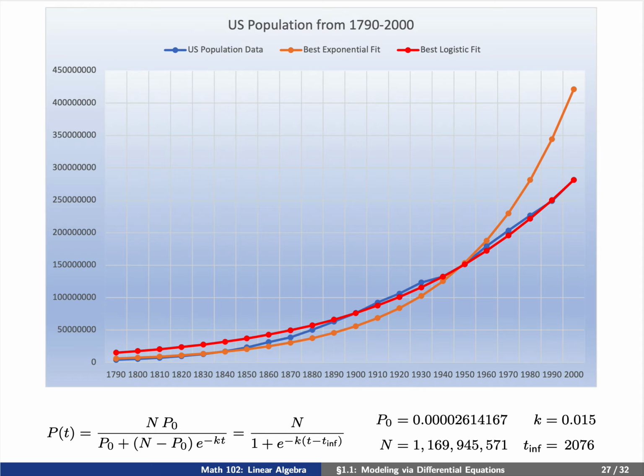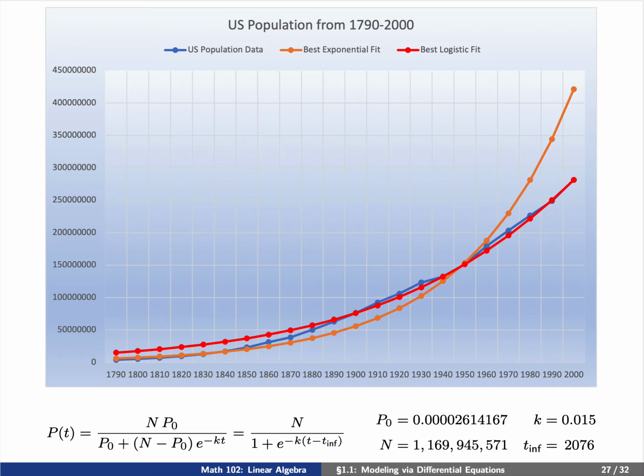Now let's put all of this together to see if we can answer our original question. Here we've overlaid three graphs. The blue is the US population data that we began today's lesson with. The orange is our best exponential fit, which we found before really is not realistic. The red now is the best fit for our logistic growth model. You'll see that the red seems to match with the blue pretty well.